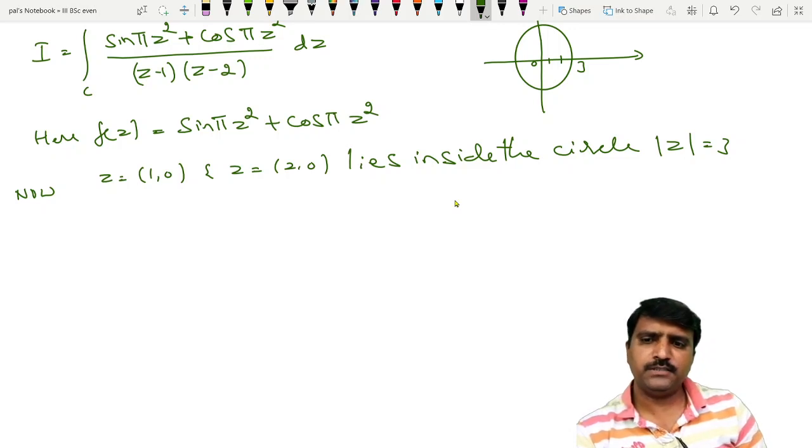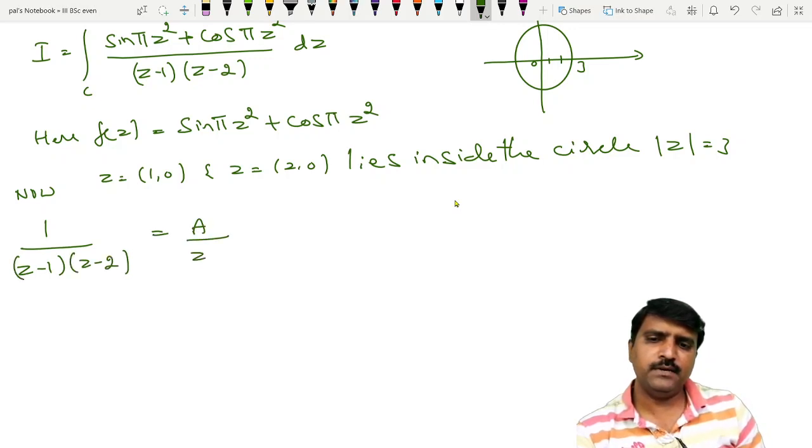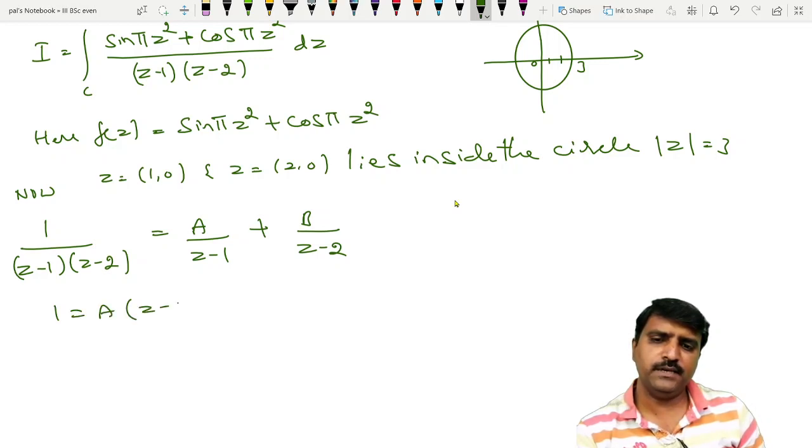So resolve into partial fractions: 1 by z minus 1 into z minus 2 can be written as A by z minus 1 plus B by z minus 2. Okay, its simplification gives that 1 is equal to A into z minus 2 plus B into z minus 1.